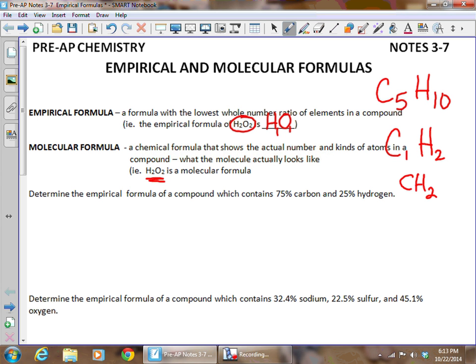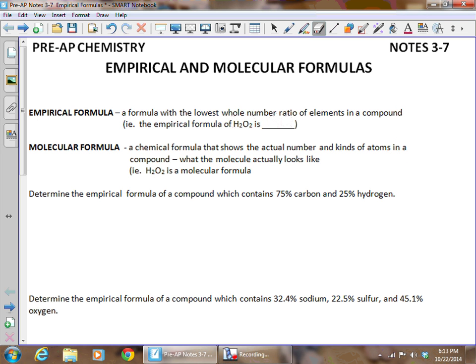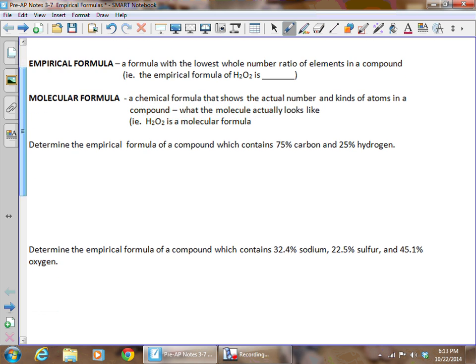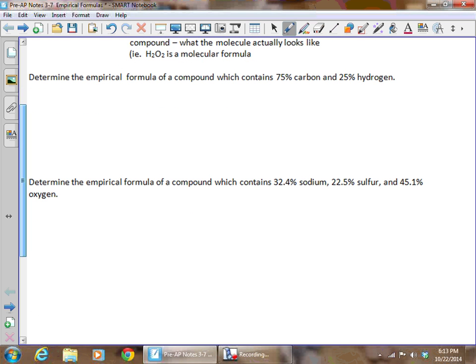So if we cannot divide the subscripts by the same number, then it's going to be for sure an empirical formula. Now, the molecular formula could possibly be the same formula. The molecule could actually look like that, but we know for sure at least it's the empirical formula. So you're going to simply do that on your worksheet. Just label each one of the ones up at the top of the page as being either empirical or molecular based on whether you can divide all of the subscripts by the same number or not.